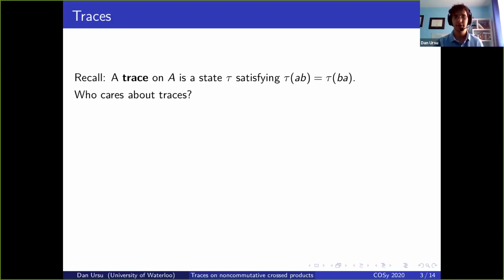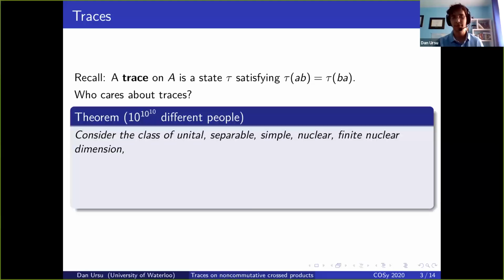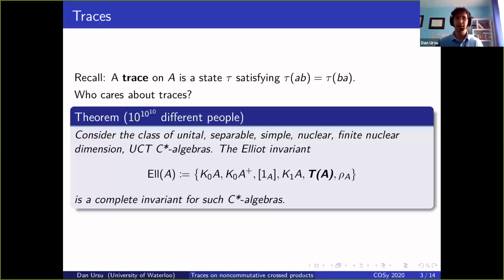And why do we care about traces? Well, here's a theorem that you may or may not have seen before. So if we consider the class of unital, separable, simple, nuclear, finite nuclear dimension C-star algebras that lie in the UCT class, then we can classify these, and the Elliott invariant, which is a bunch of K-theoretic stuff plus traces, is a complete invariant for such C-star algebras.